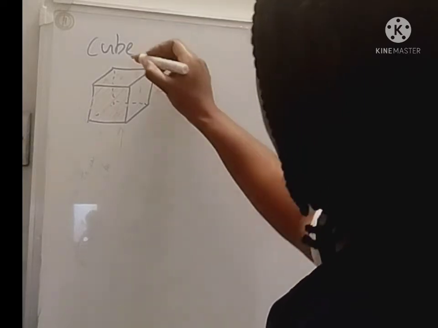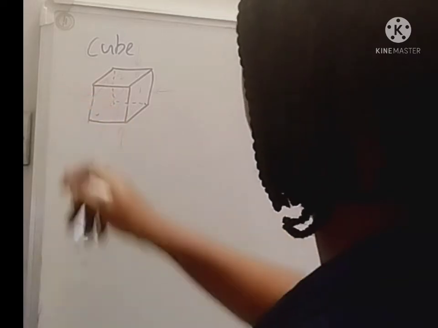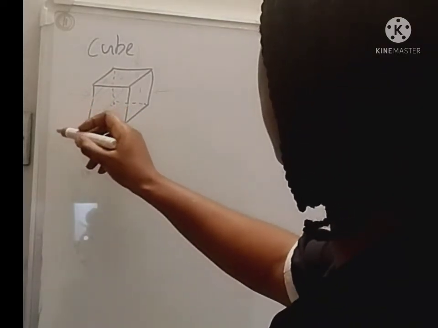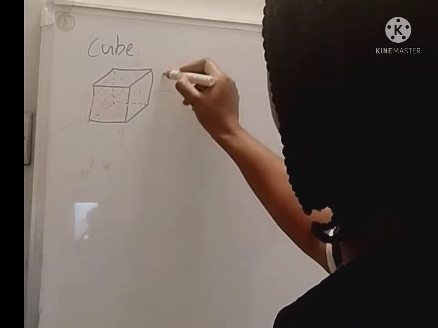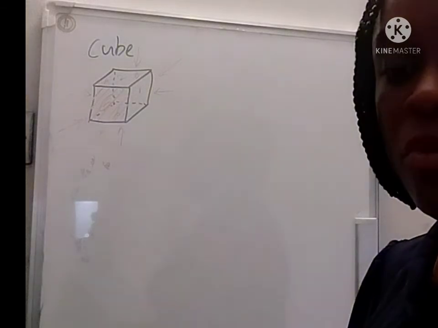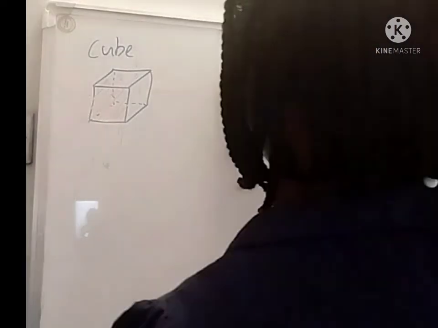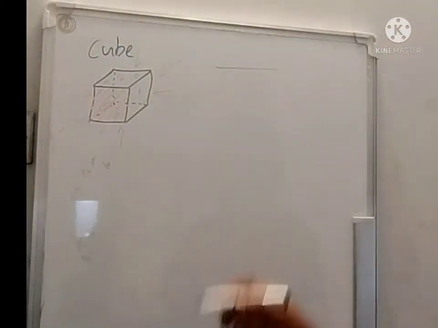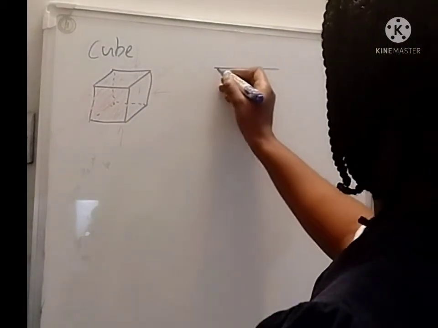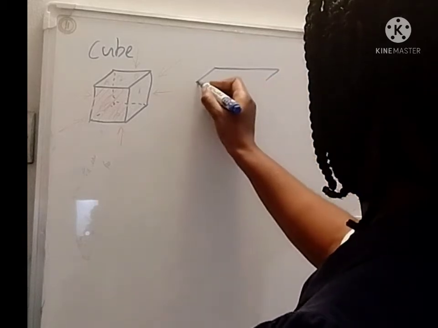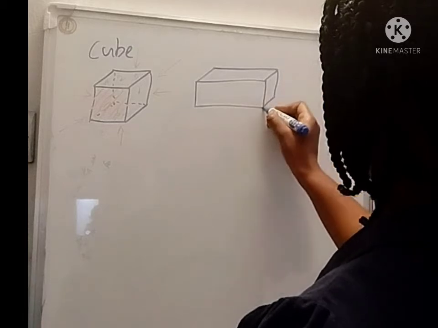So we have 6 sides of a cuboid. Now we have a rectangular cube, which is known as a cuboid. A rectangular cube looks like this. It's the shape of a box, a cuboid.